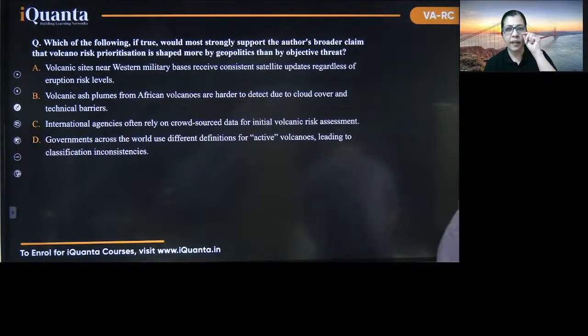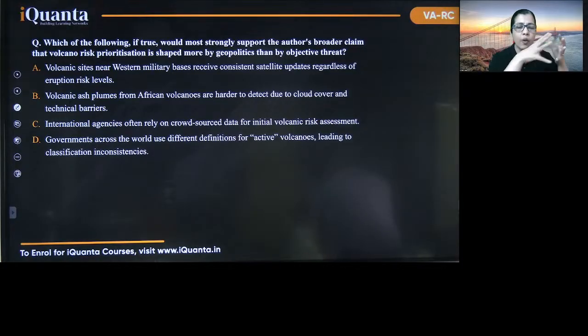ऑथर का क्या कहना था कि जियोपॉलिटिक्स से डिसाइड होता है कौन से वॉल्केनो को कितनी फंडिंग देनी है. वॉल्केनो है कहीं पे, मान लो एटना में है, कहीं सिसिली में है, कहीं और भी है. तो हो क्या रहा है, ऑथर का क्लेम था कि ओके, इफ दीज वॉल्केनोज आर देयर, इट्स नॉट नेसेसरी दैट ऑल द वॉल्केनोज आर गेटिंग द फंडिंग बेस्ड ऑन how sinister they are, based on how threatening they are.